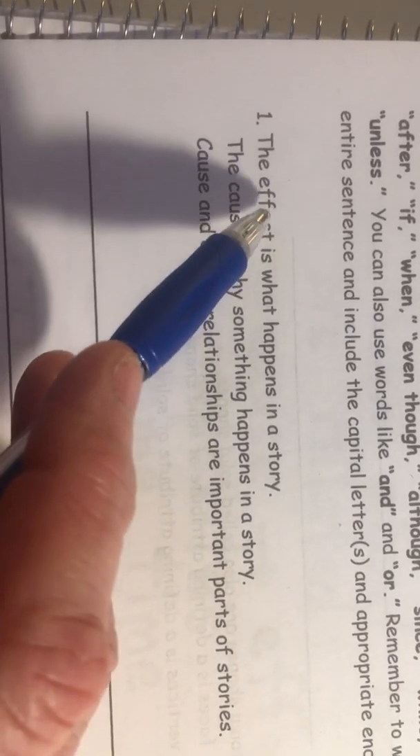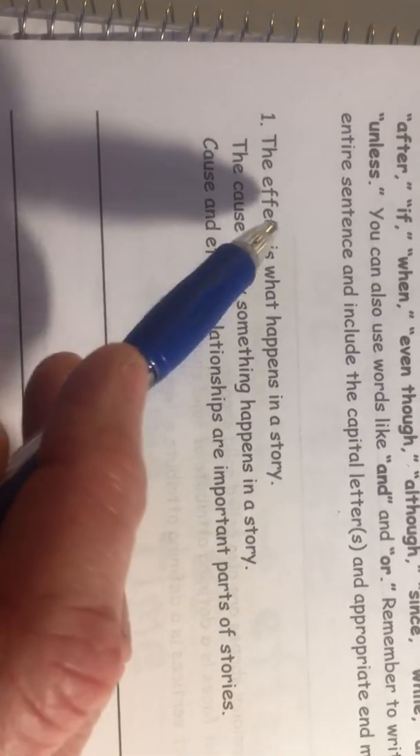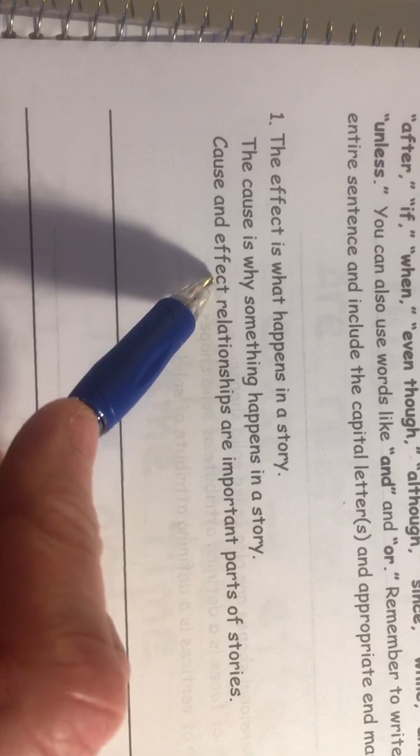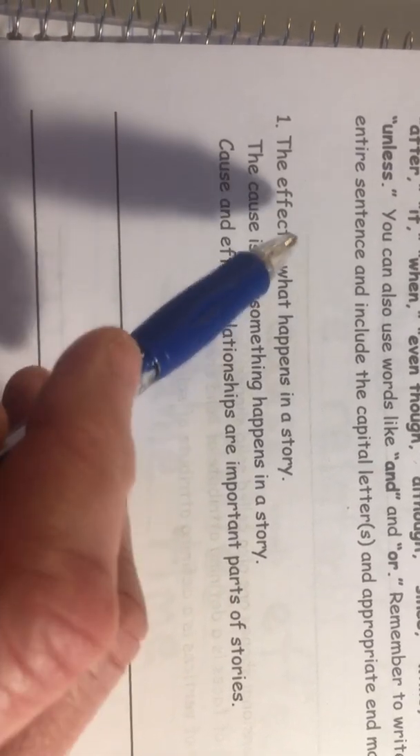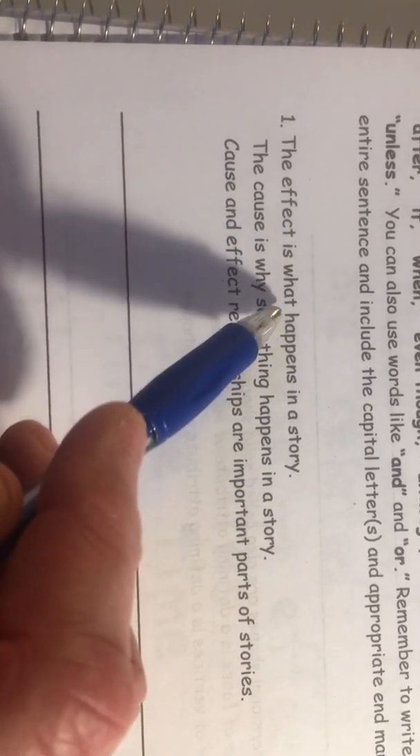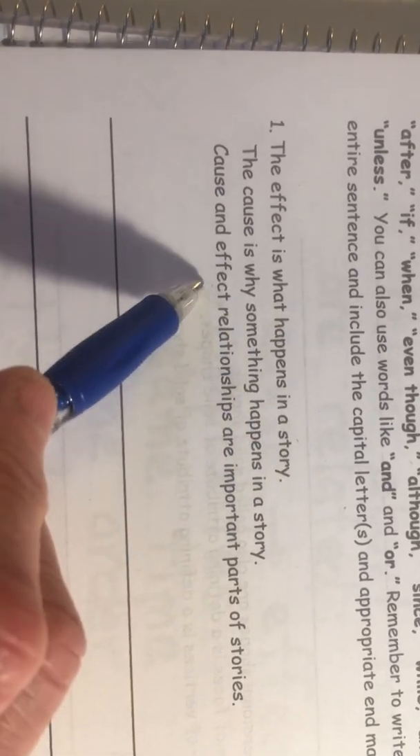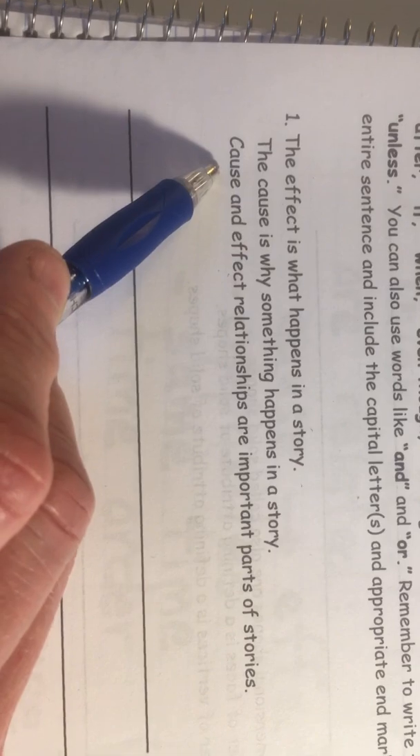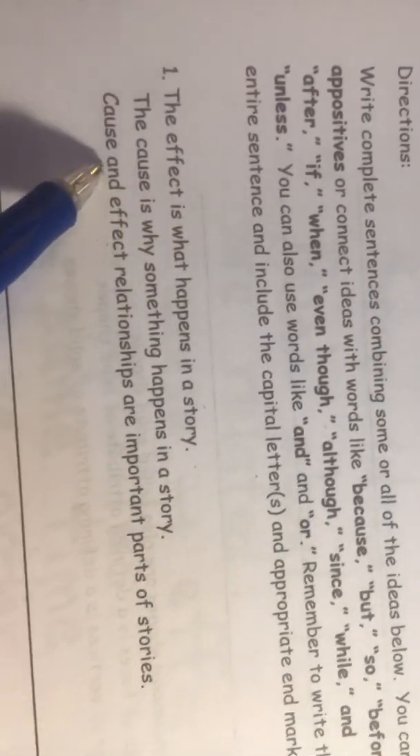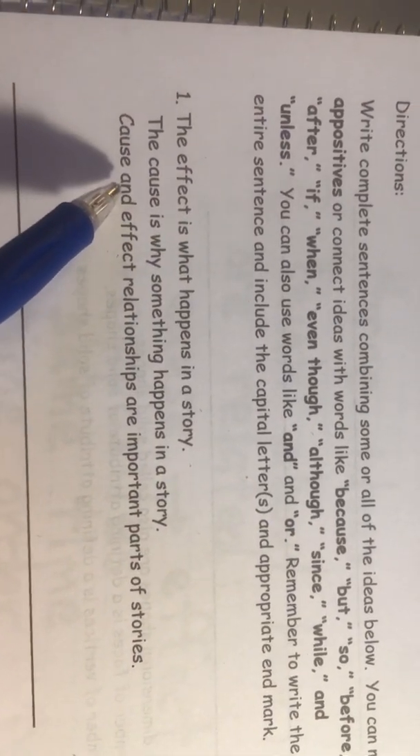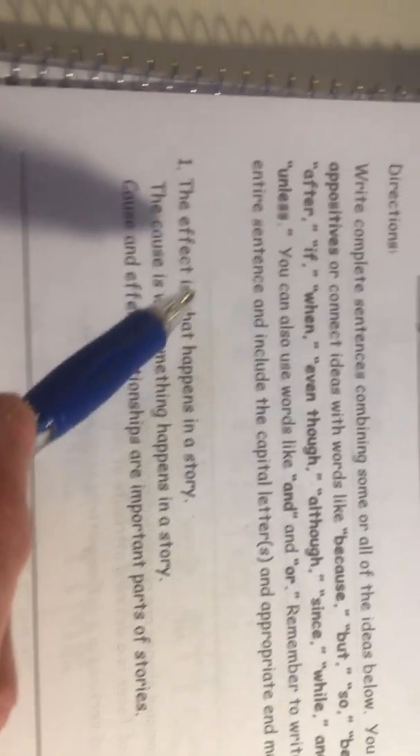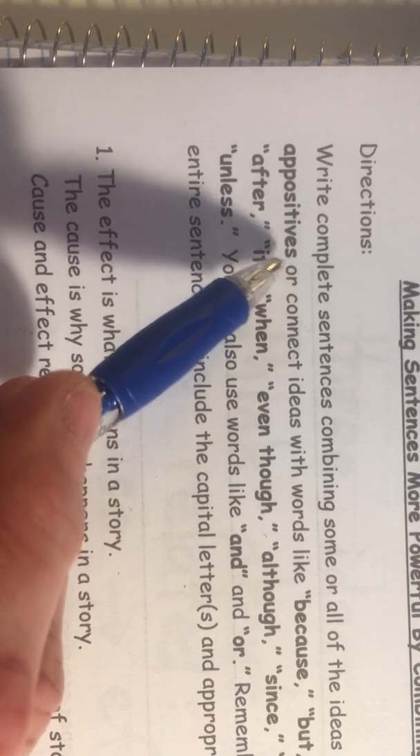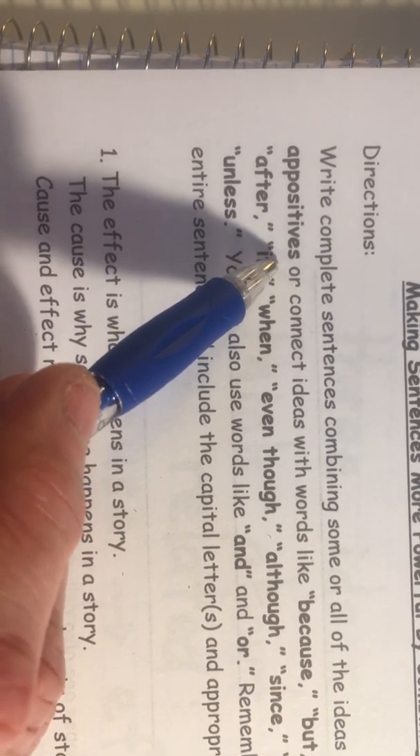Well, this sentence tells what this is, right? Because the effect is what happens in the story. This sentence tells what this is. So whenever you have ideas that define or tell what something is, that's a great time to use appositives, because that's what appositives do.